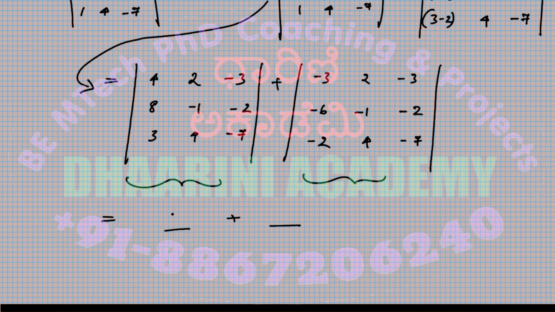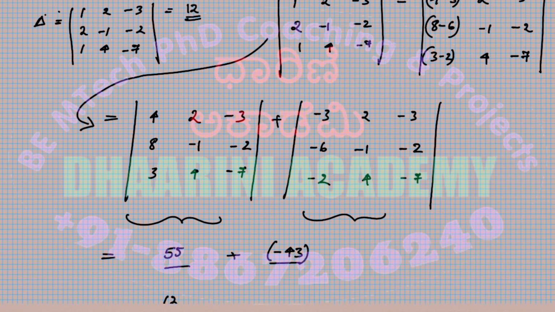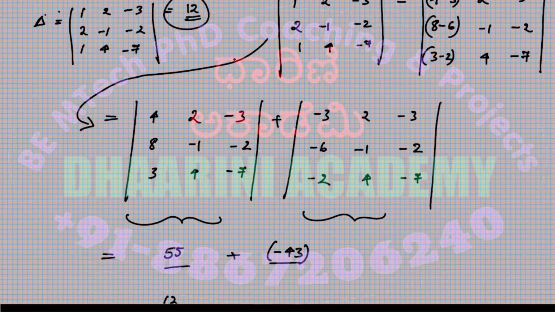So we have the first determinant giving 55. This is minus 43. So we get 12 once again. That's the original answer which we had here. So we split the given determinant into two different determinants, and still the total value remains the same. That's the meaning of this particular property. So let's move further.